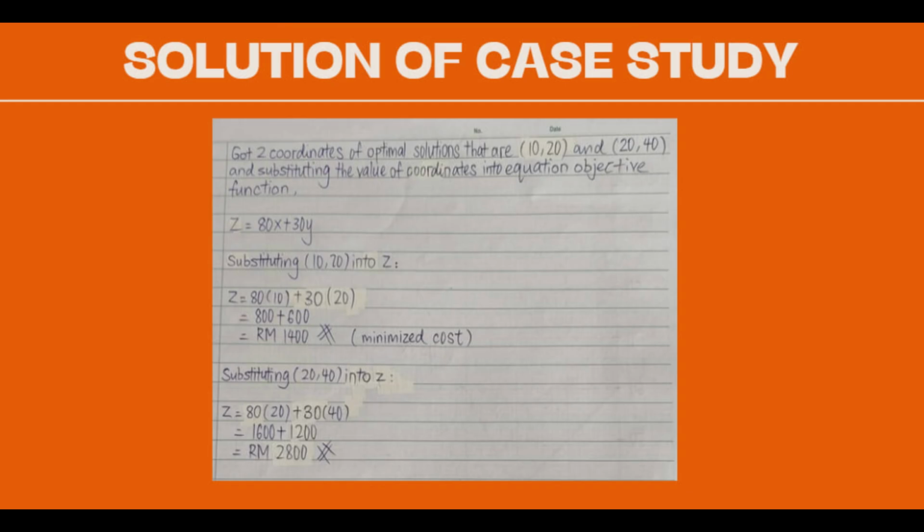So we can compare these two values. The minimum cost in this case study is 1,400, which means they need 10 skilled workers and 20 semi-skilled workers to conduct this project while fulfilling all the constraints at the minimum cost, which is 1,400. That's it.